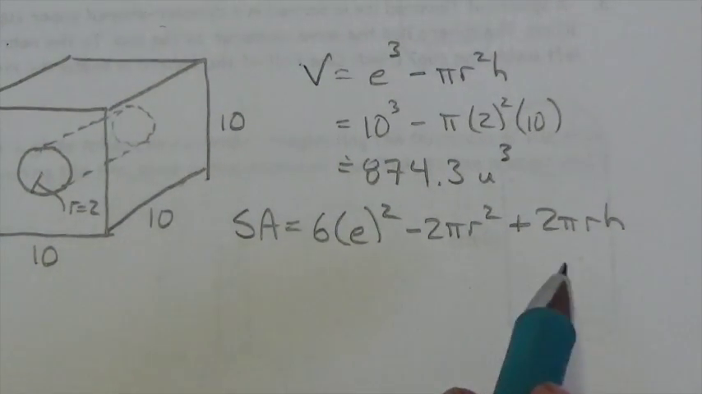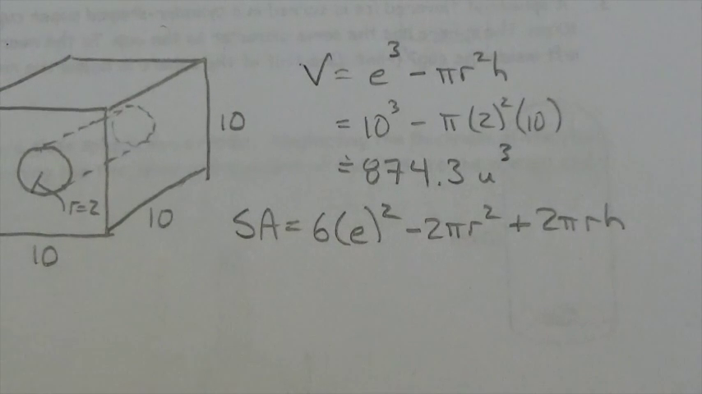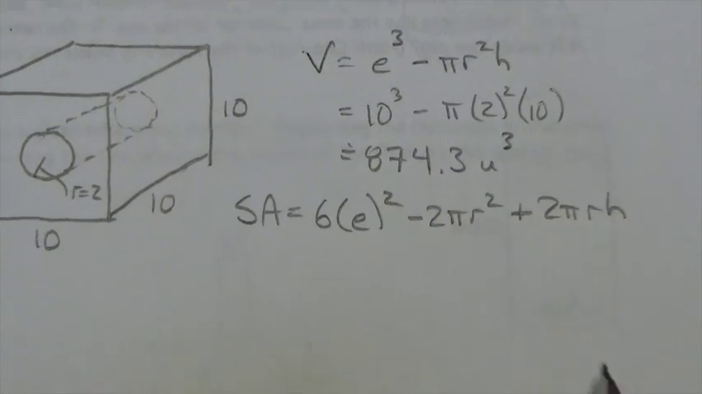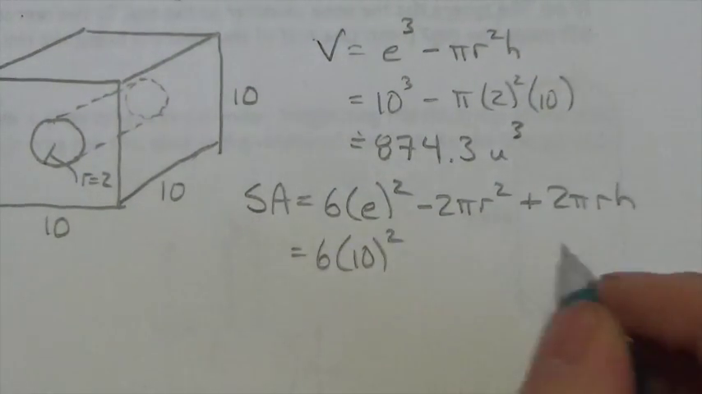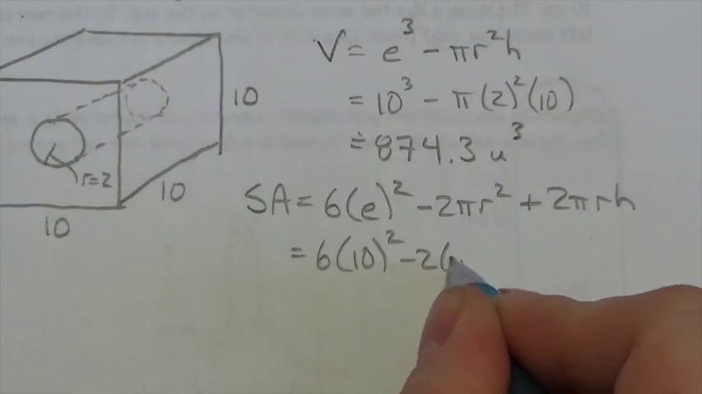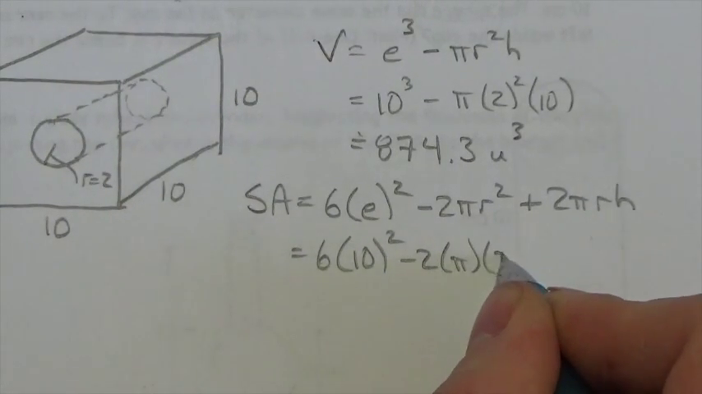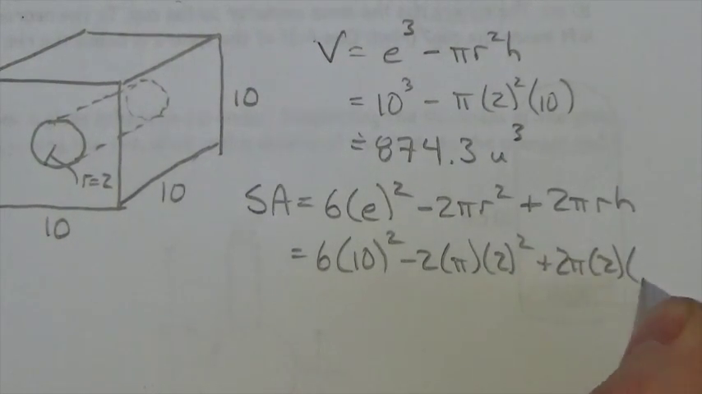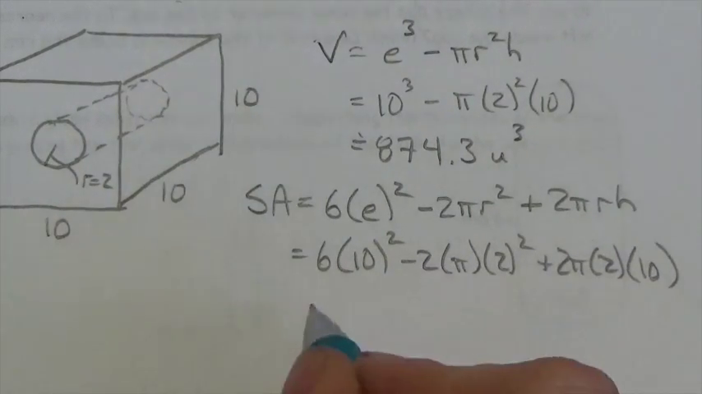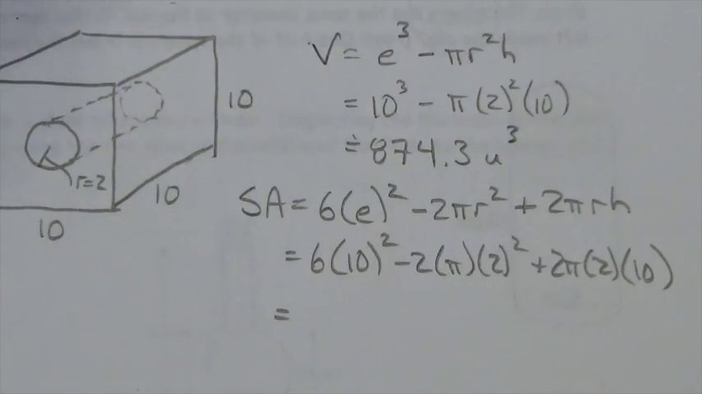So you can see here, you really need to understand what the pieces of those surface area formulas are referring to so that you can adequately pull out the pieces that you need. So in this case, this is going to be 6 times 10 squared minus 2 times pi times 2 squared plus 2 times pi times 2 times h, which in this case was 10. And so now I just go to my calculator to figure this out.